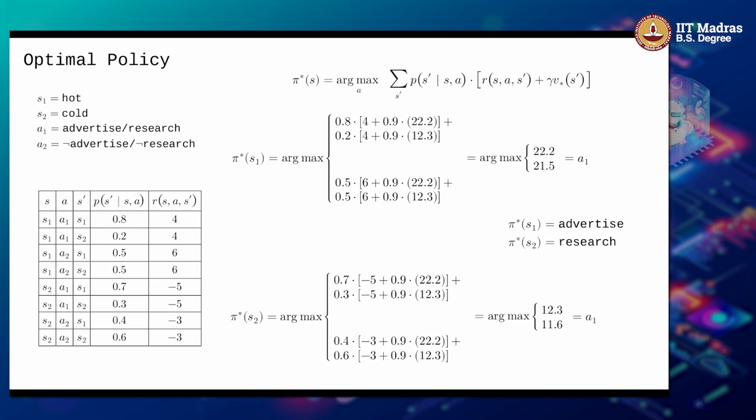What does the optimal policy tell you to do? Whenever you are in the state hot, advertise. Whenever you are in the state cold, research. That seems like pretty good advice for this company. So this is the optimal policy that we have obtained using value iteration.